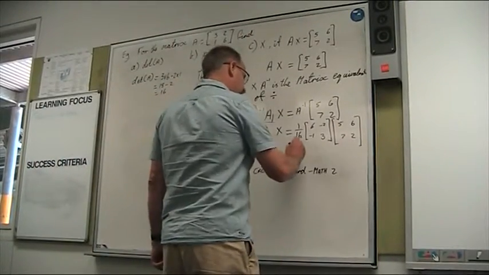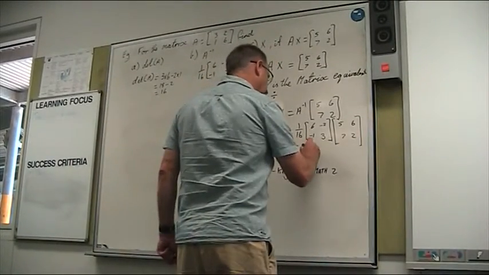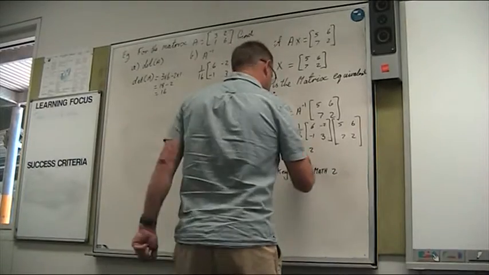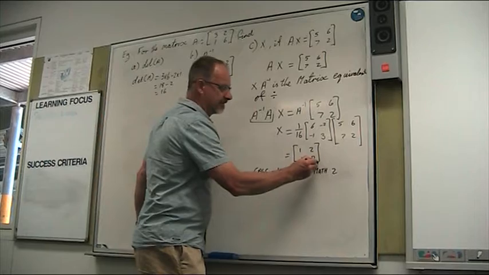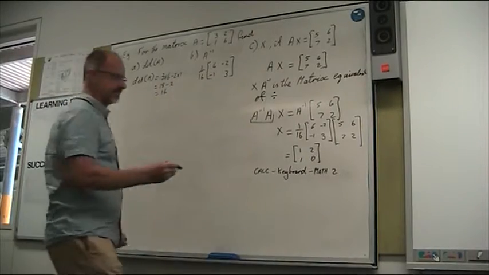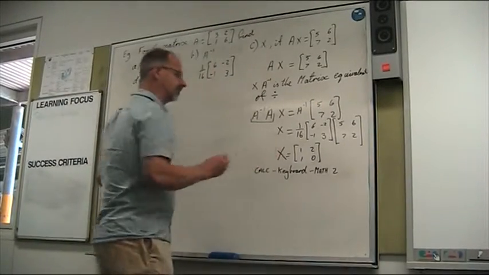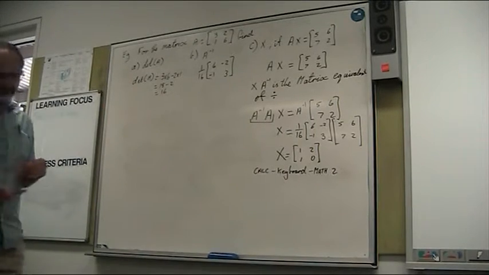And because I've prepared one earlier, I know that when I do that, I get that as the answer. So matrix X is 1, 2, 1 and 0.